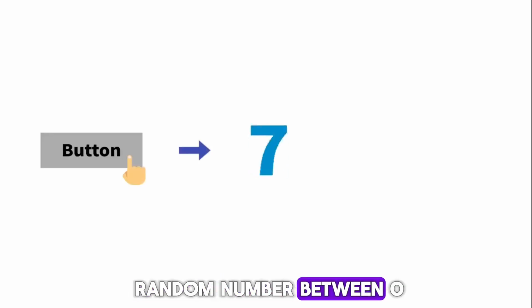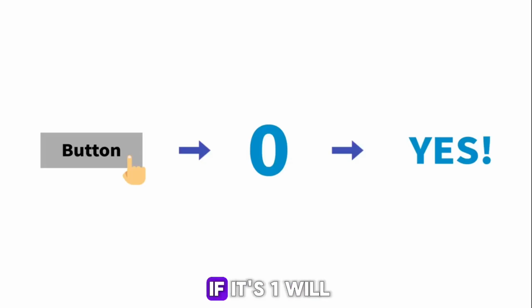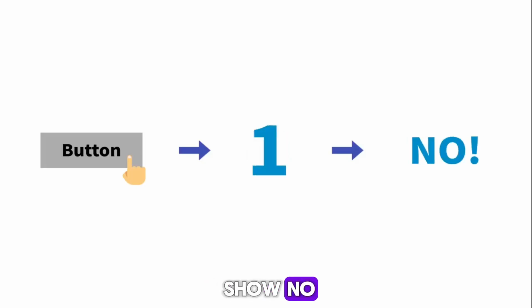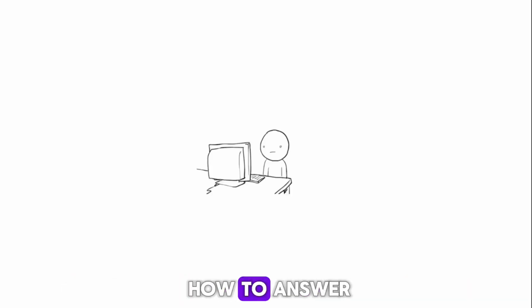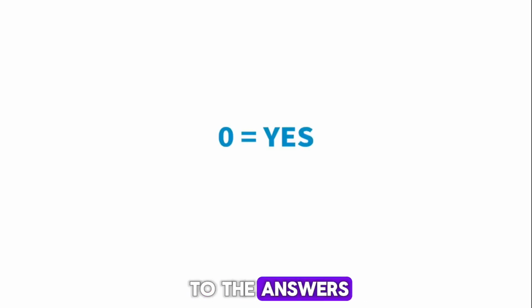Let's talk about how we're going to program this thing. When the button is clicked, we want to generate a random number between 0 and 1. If the generated number is 0, we'll show yes. And if it's 1, we'll show no. The reason why we're creating a random number is that computers don't automatically know how to answer yes or no. Therefore, we'll have to create a random number and map the numbers to the answers.